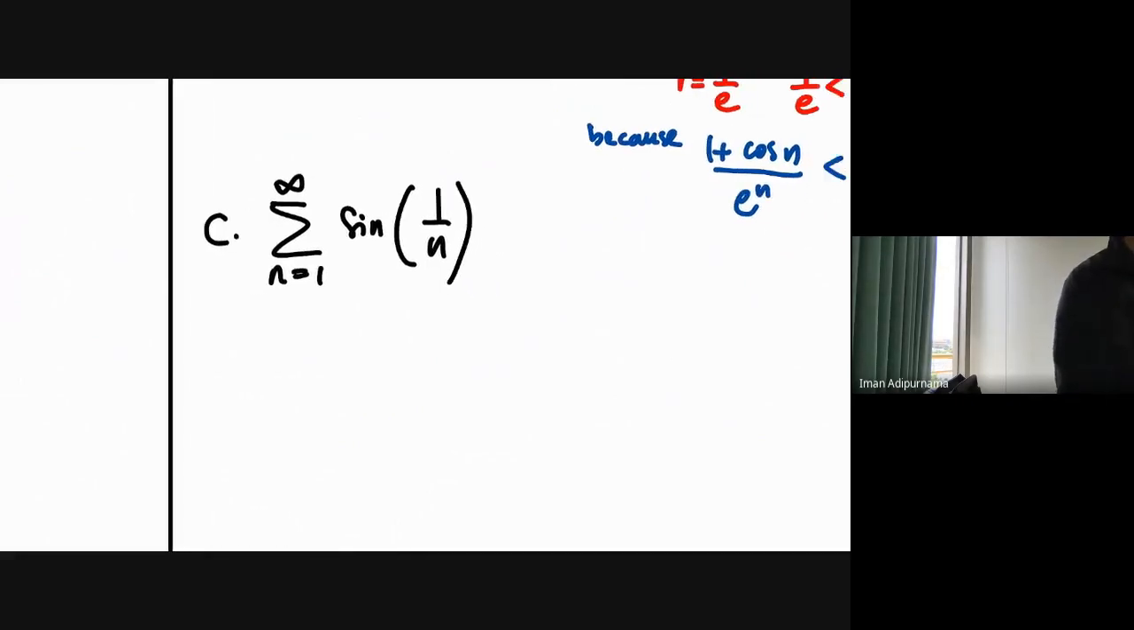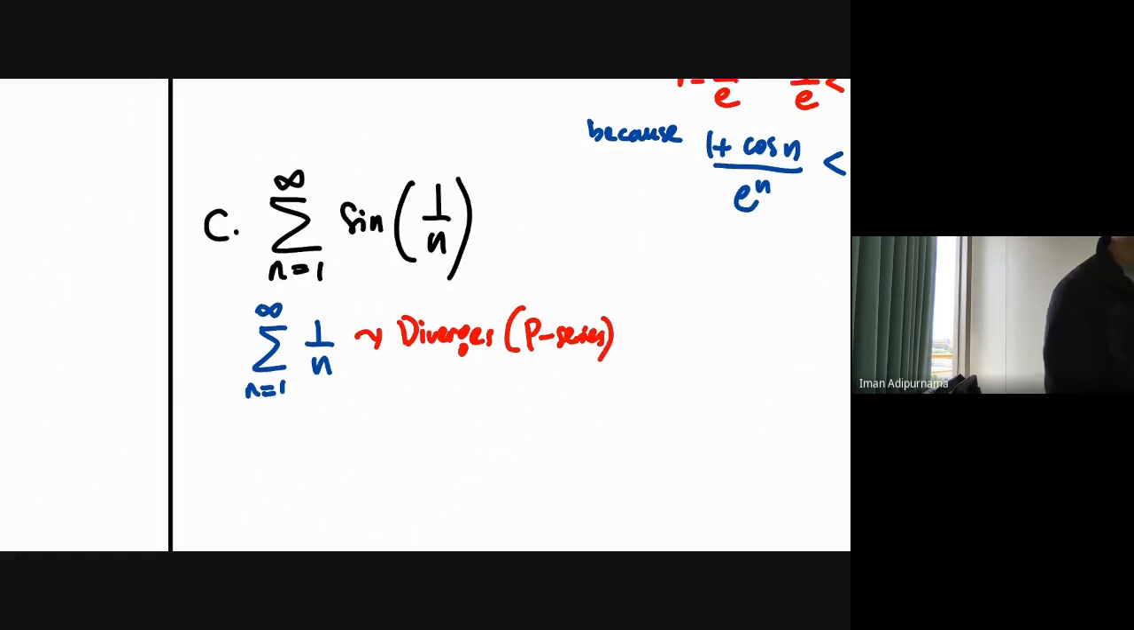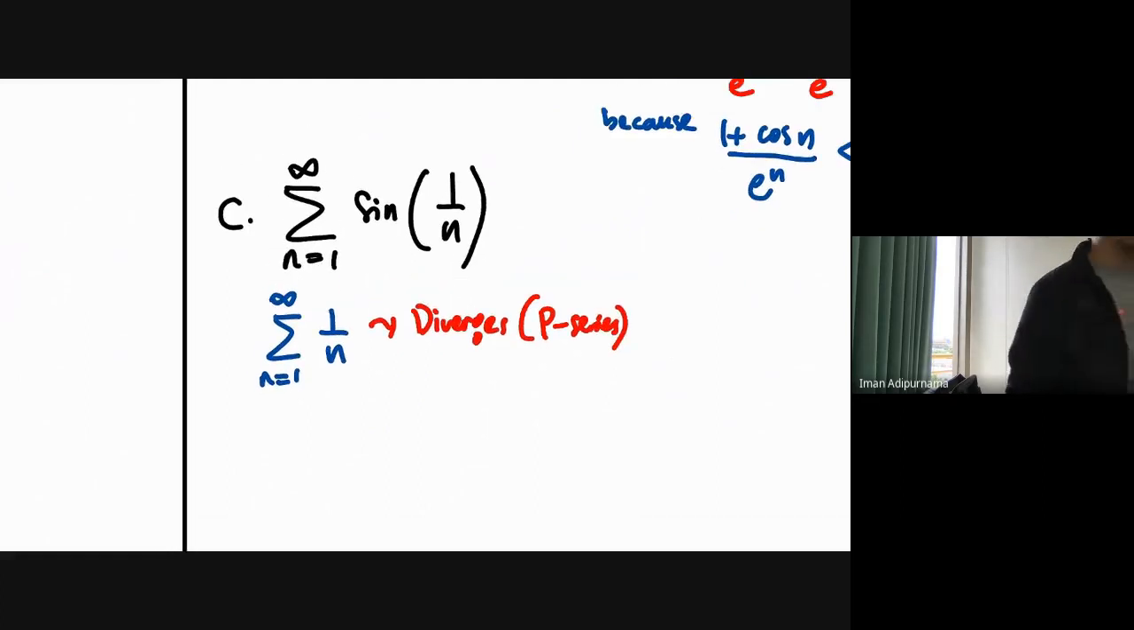Because inside is 1 over n, let's observe the 1 over n. We know this is divergent, right? From the p-series, right? And here, we can use the limit comparison test. The limit comparison test. So sine.